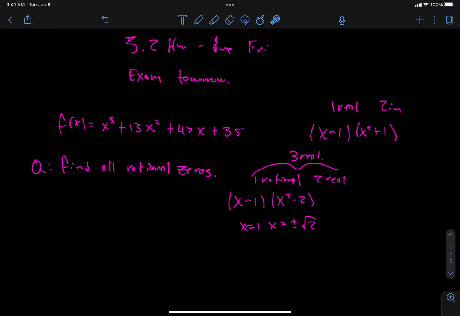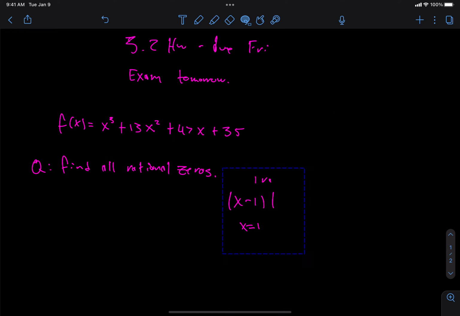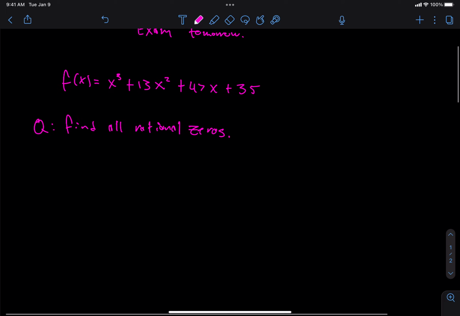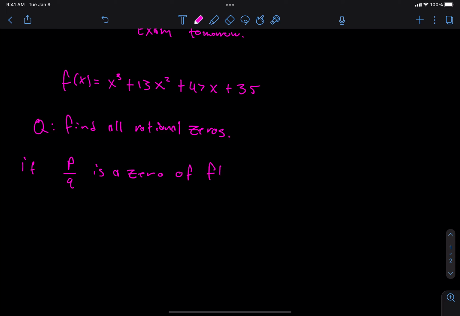So those are the options. But the rational root test will reveal to us basically all of the possible zeros which are rational. Here's how it works. It says the following: if P over Q is a zero of f of x, and for this to be true, f of x needs to be a polynomial, if it's a zero of a polynomial.